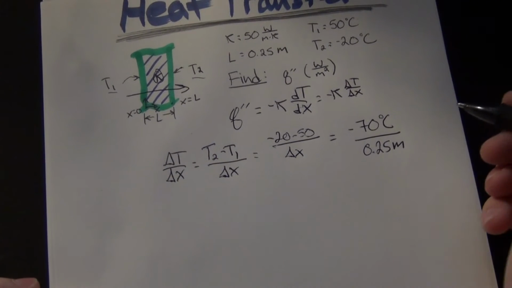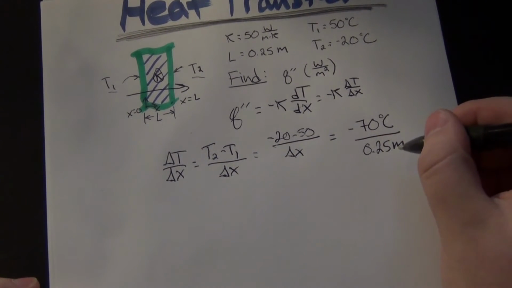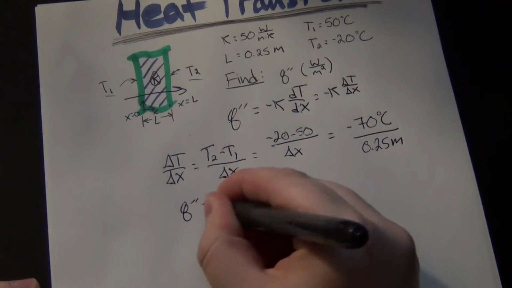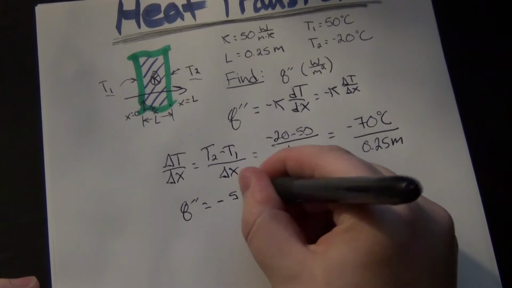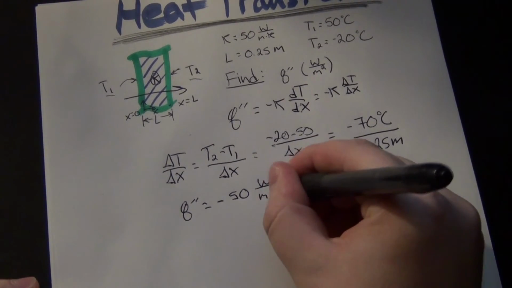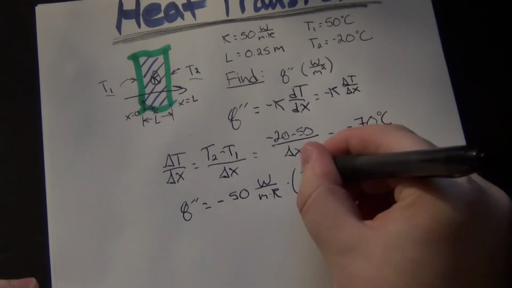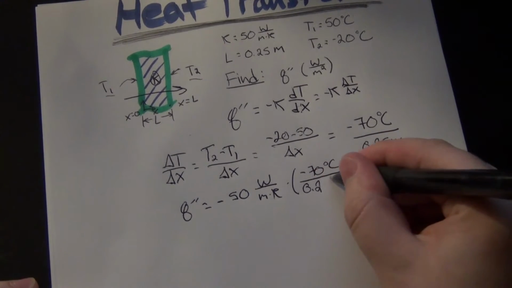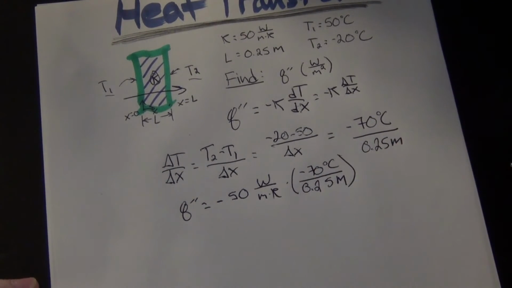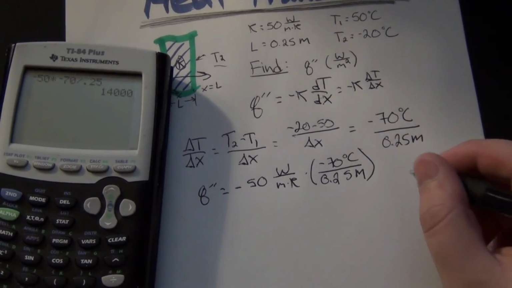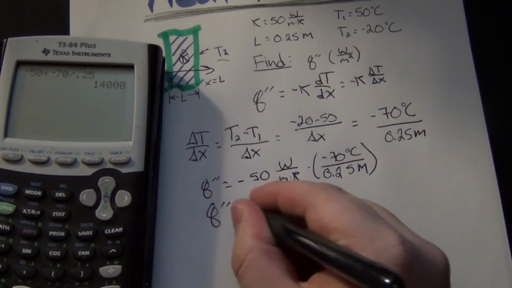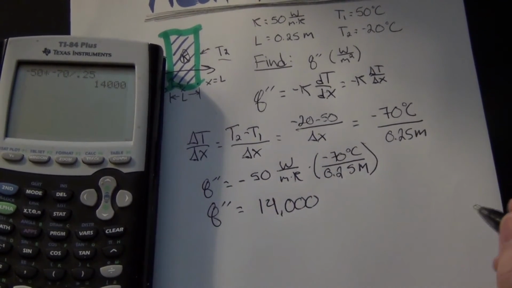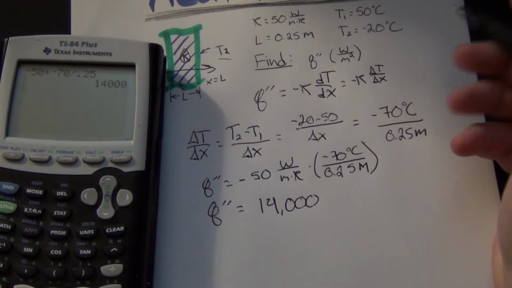So at this point, we have K, we have delta T, delta X, and we're trying to find Q double prime, so we can already do that. Q double prime is equal to negative 50 watts per meter Kelvin times negative 70 degrees C over 0.25 meters. Alright, so now that I punched in all the numbers, the answer I'm getting for Q double prime is equal to 14,000.